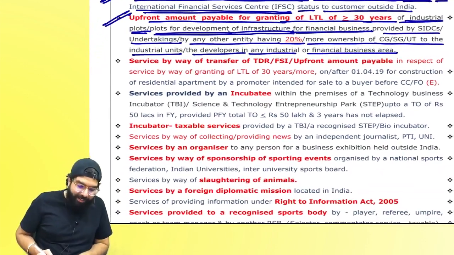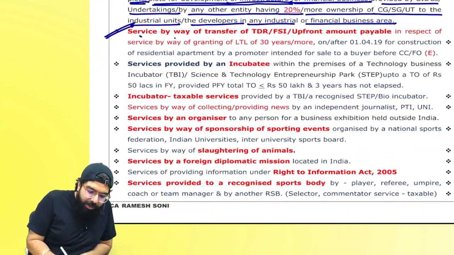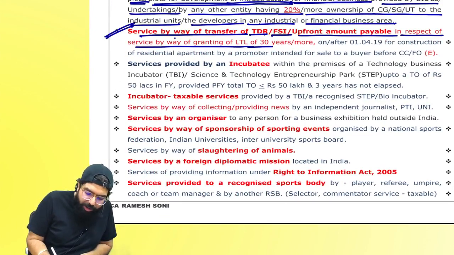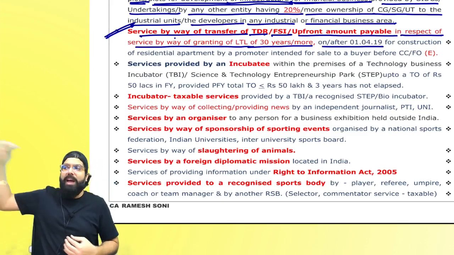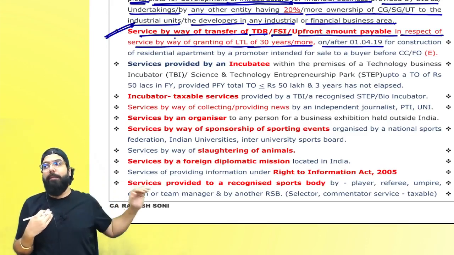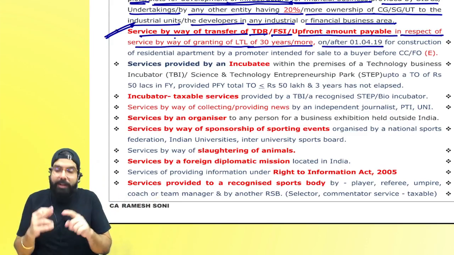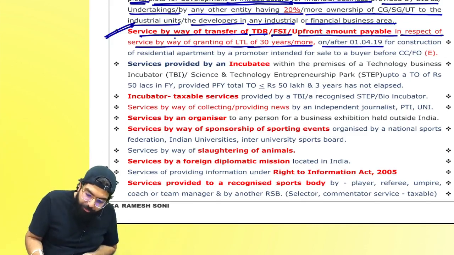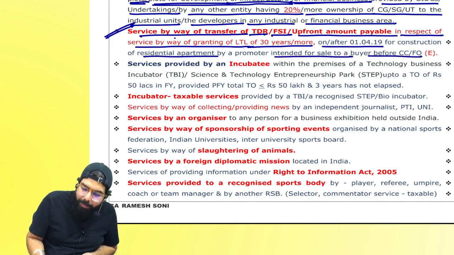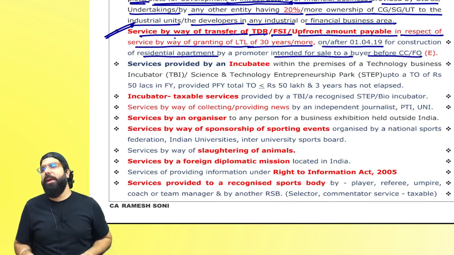is exempted. Services by way of transfer of TDR, FSI, and upfront amount payable in respect of services by way of granting of long-term lease of 30 years or more on or after 1/4/2019. So whenever somebody is giving a long-term lease of land to a promoter, the promoter is liable to pay GST under RCM, but the same will be exempted if the residential apartment is intended for sale before completion certificate or first occupancy, whichever is earlier.